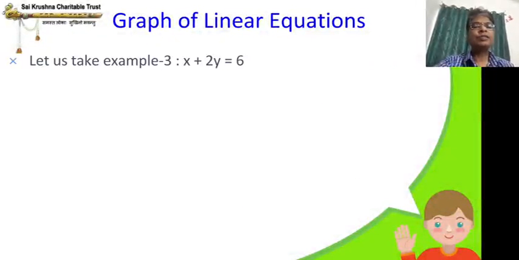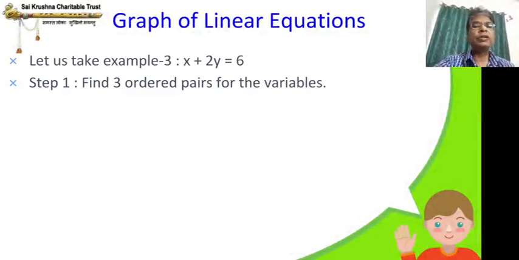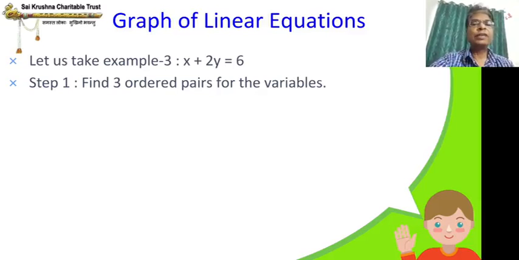So let's see how it is. Let's take an example: x plus 2y equal to 6. Find 3 ordered pairs for it. So these are the steps. Now listen carefully to the steps so that you will be able to understand thoroughly. First, find 3 ordered pairs.